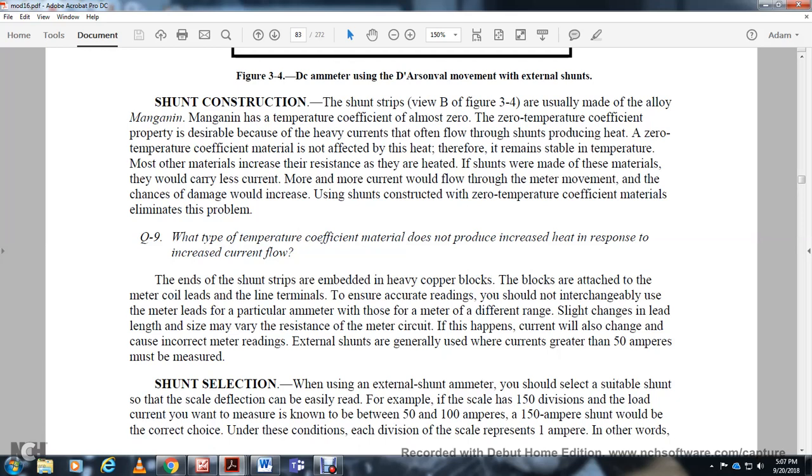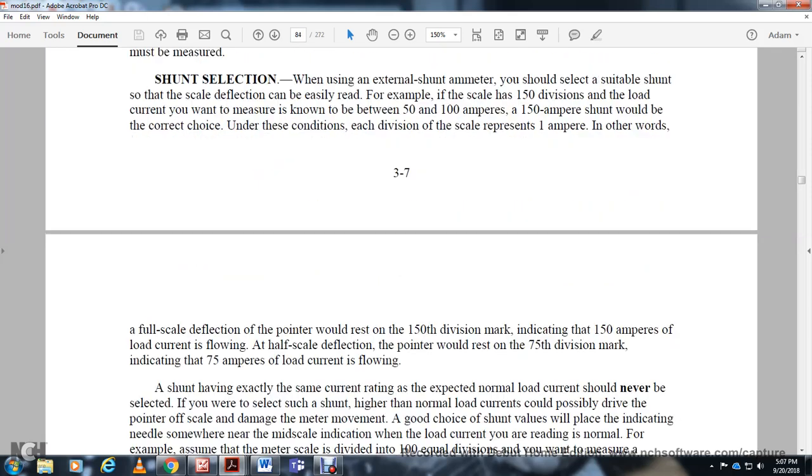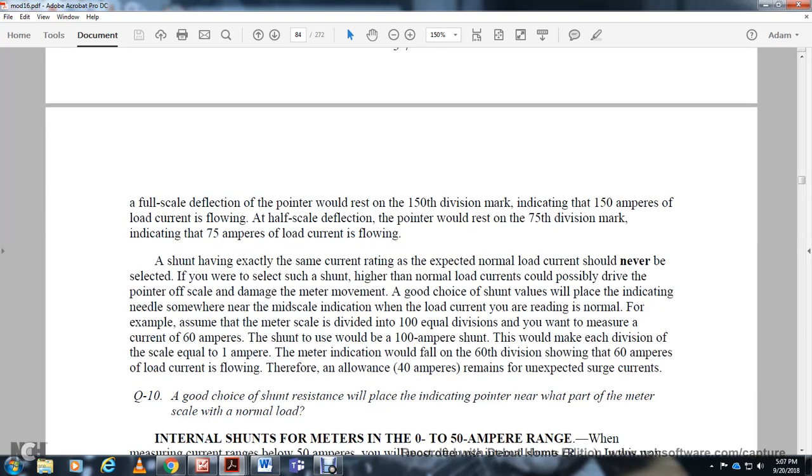Shunt selection: when using an external shunt meter, you should select a suitable shunt so that the scale deflection can be easily read. For example, on a scale of 150 divisions, if the load current to be measured is 50 to 100 amps, a 150 ampere shunt would be correct. If each division represents 1 ampere, full scale deflection would place the pointer at the 150 division marker and indicate 150 amperes of load current flowing. Half scale deflection would place the pointer at the 75 division marker, indicating 75 amperes of load current flowing.